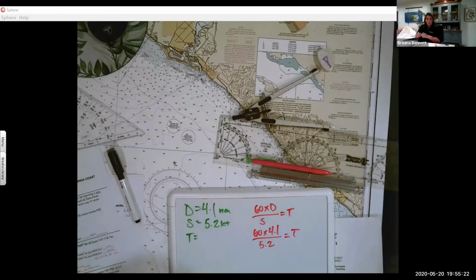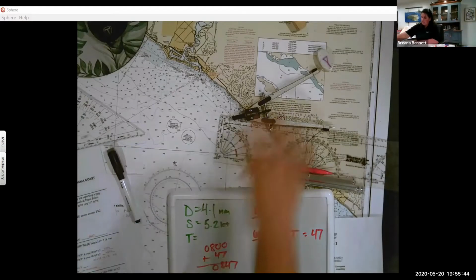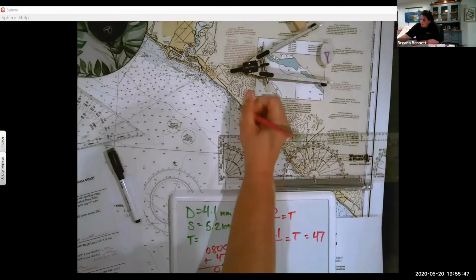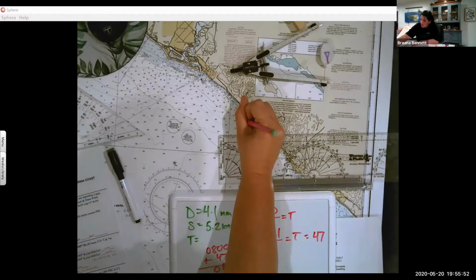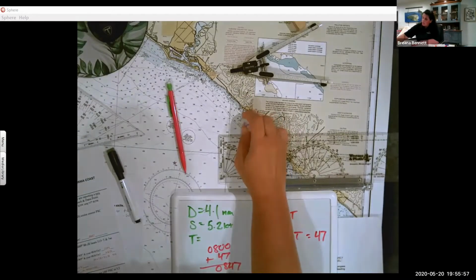What'd you guys get for time? 8:47. Yep. That would give us 47 minutes. If we left at 8, our ETA would be 8:47. So we have 0800 plus 47, 08:47. So that was just a practice of getting position, really just plotting positions and plotting our course.